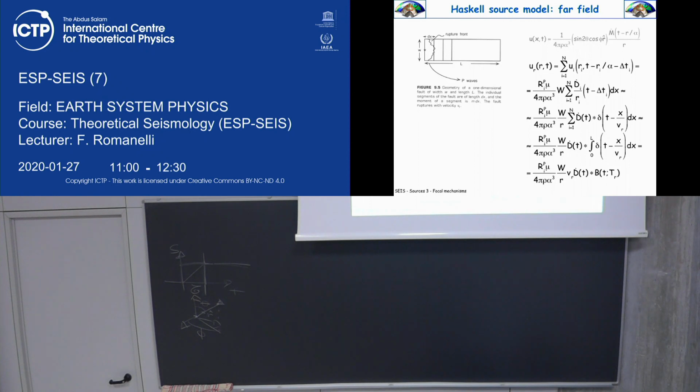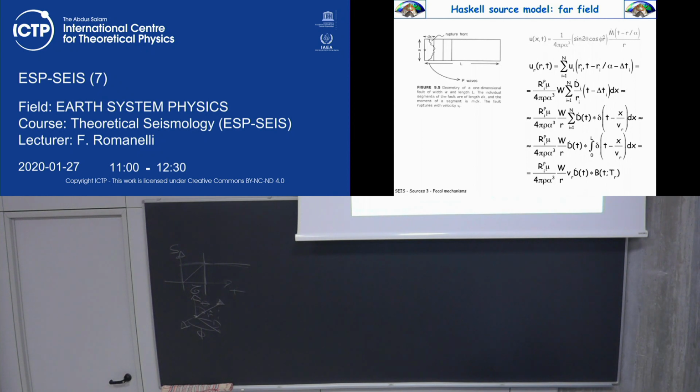What we have to do now is to compute the displacement at the receiver from this set of subsources. You can consider it as a sum if you're considering a discrete space. If you're going to consider a continuous one, it's going to be an integral. What should we do here? Let's take this expression here and let's sum it.